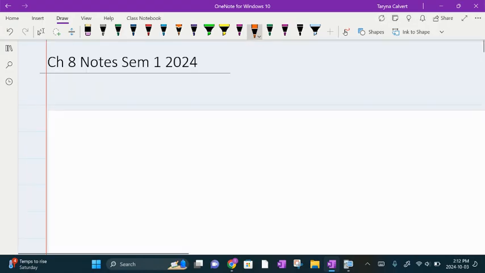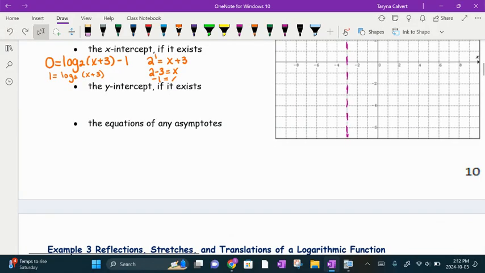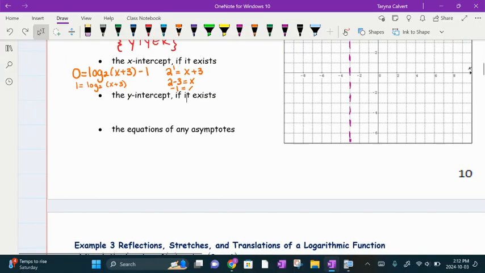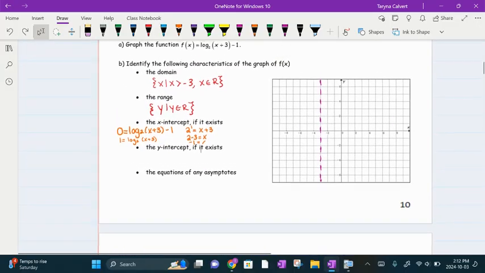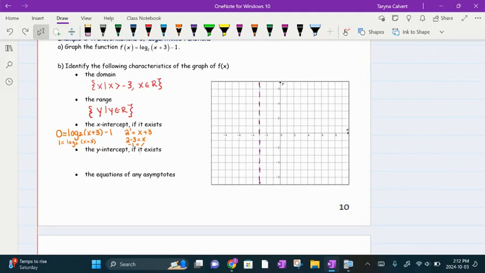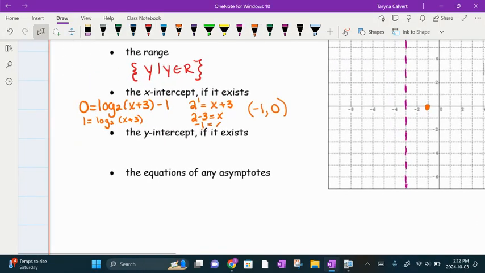Okay, does it make sense that we end up getting a negative x-intercept? Yeah, because did it get moved left and down? Yeah, so it's not weird. So (-1, 0). So I might as well put that on there. Now, is this one going to have a y-intercept? Yes. So let's do it algebraically.